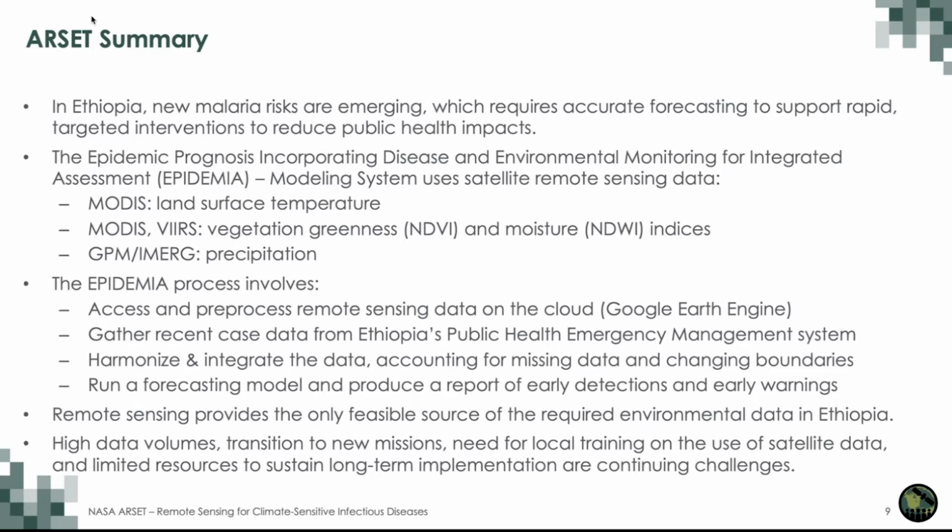Two, the Epidemic Prognosis Incorporating Disease and Environmental Monitoring for Integrated Assessment (EPIDEMIA) system uses satellite remote sensing data, including MODIS land surface temperature, MODIS and VIIRS vegetation greenness and moisture indices, and rainfall from the GPM IMERG. The EPIDEMIA process involves access and pre-processing of remote sensing data on the cloud through the Google Earth Engine platform, gathering recent case data from Ethiopia's public health emergency management system, harmonizing and integrating data, accounting for missing data and changing boundaries, and then running a forecasting model to produce a report of early detection and early warnings of malaria.